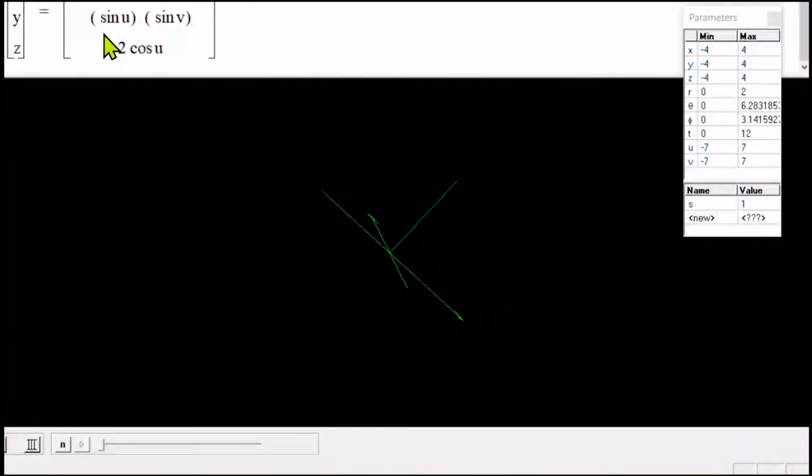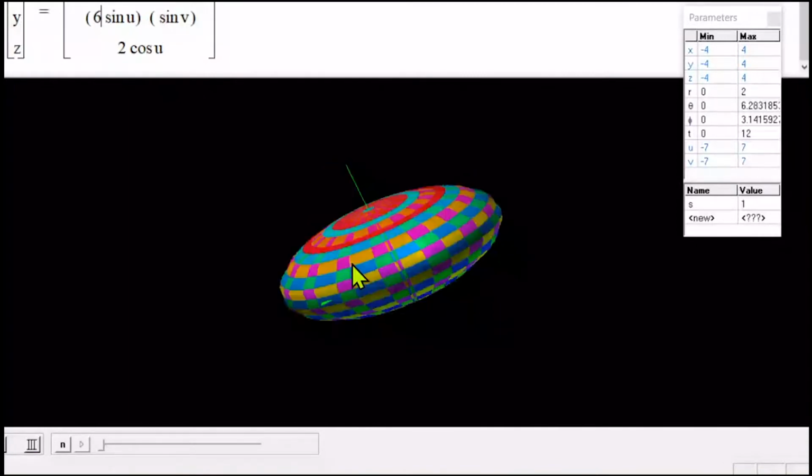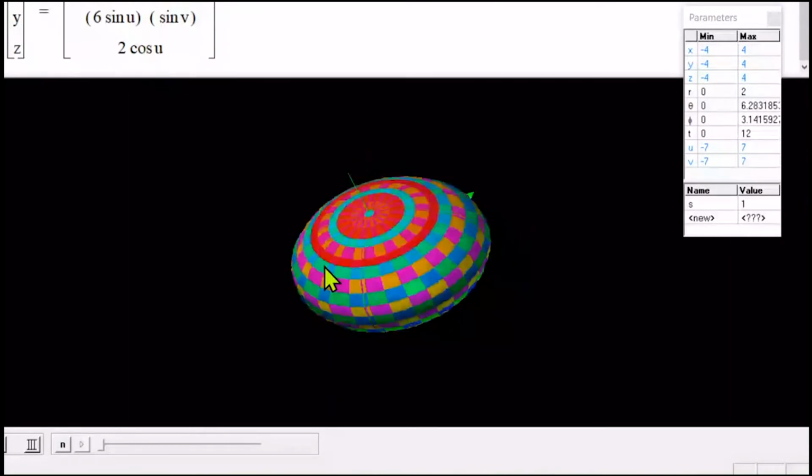Remember when we were doing the parametric equation of an ellipse, you can adjust the major and minor axes by just adjusting the number in front of cosine and sine. It's kind of like that, but this is 3D. How do you like it?